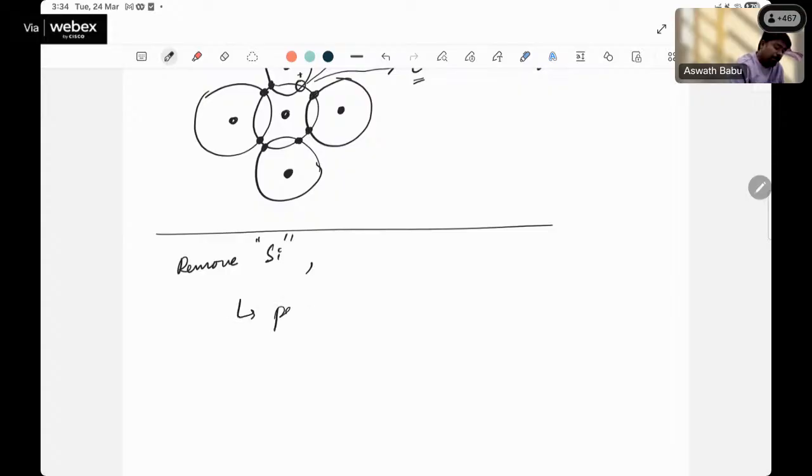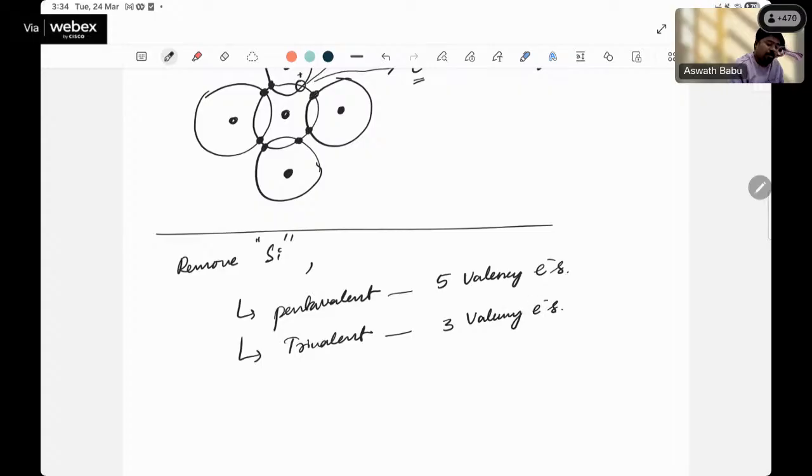Let's say there are two types of atoms. One is pentavalent, I'll tell you what is pentavalent. Another one is trivalent. Pentavalent are the atoms known for having 5 valency electrons in their outermost orbit, and trivalent are the ones having 3 valency electrons in their outermost orbit. Nature-wise, these pentavalent atoms are very close to the silicon kind of behavior, and trivalent also very close to silicon.